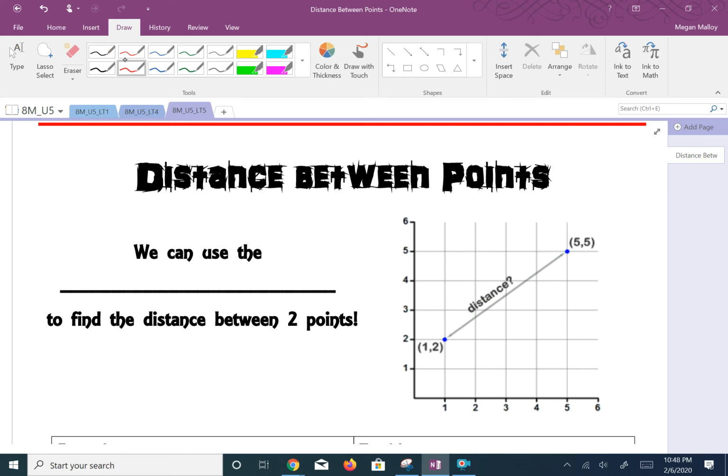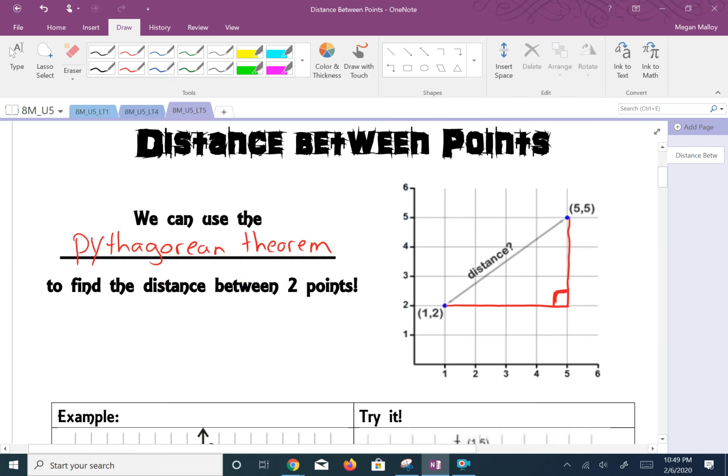But if we take what we have been learning with the Pythagorean theorem and we create a right triangle to where our diagonal line that we are looking for the distance or the length of is our hypotenuse, then we can use our Pythagorean theorem to find that distance. So we can use the Pythagorean theorem to find the distance between 2 points.